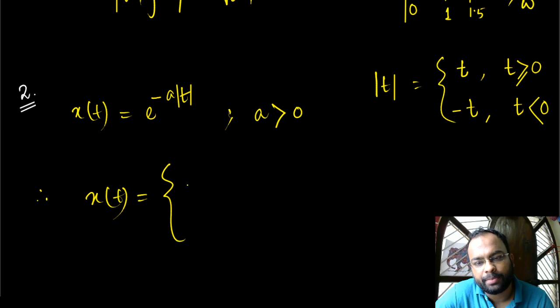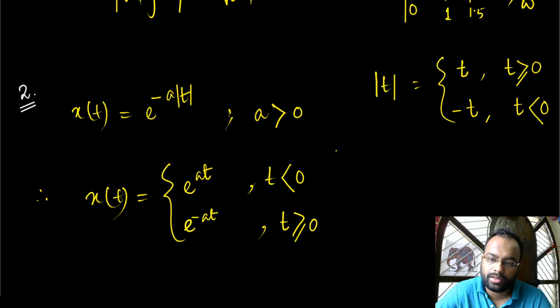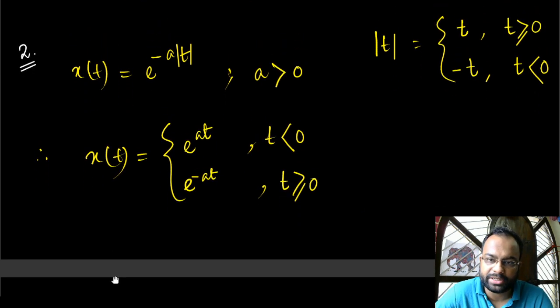With that said, how do I express this particular signal? I again have to express it in a piecewise fashion, in these two orders. When t is less than 0, something would be happening, and when t is greater than or equal to 0, something else would be happening. When t is less than 0, of course I have an additional minus sign because of this t, so I have e to the power at. When t is greater than 0, I don't have any additional minus sign, so I have e to the power minus at. That is the expression for the signal.